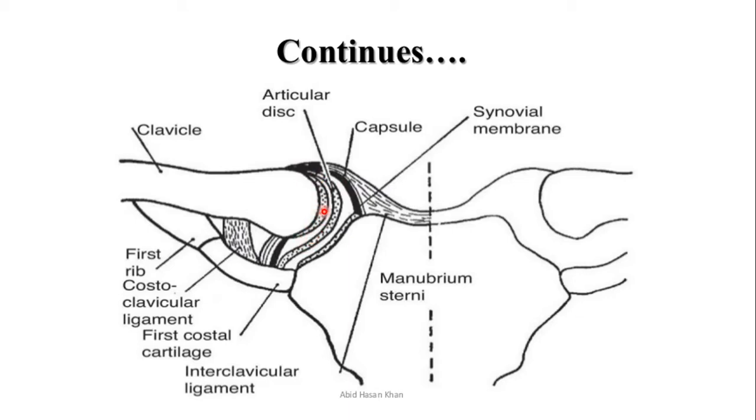Although we have studied that the surfaces of synovial joints are mostly covered by hyaline cartilage, this joint is the exception. The surfaces of this joint are covered by fibrous cartilage. Very, very important. And the margin is lined by the capsule.